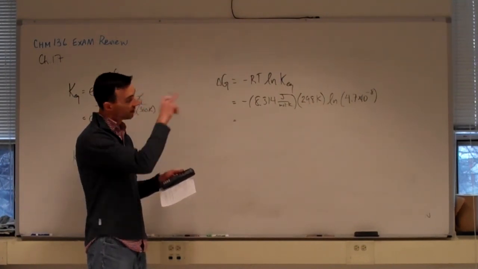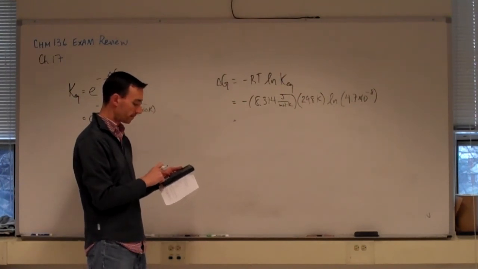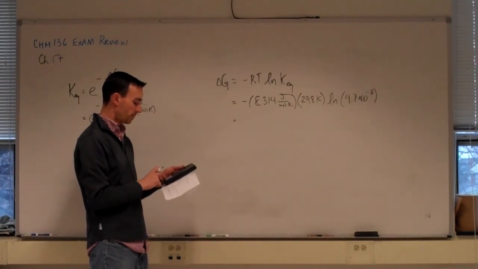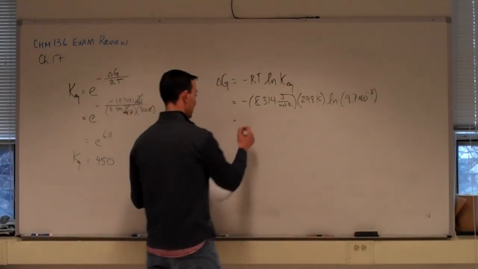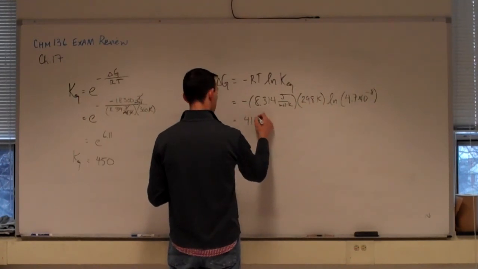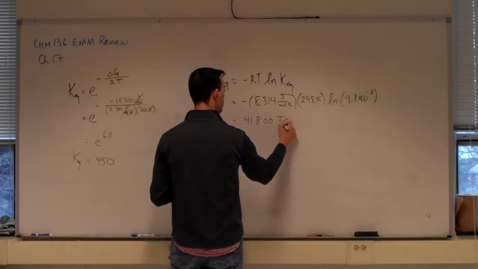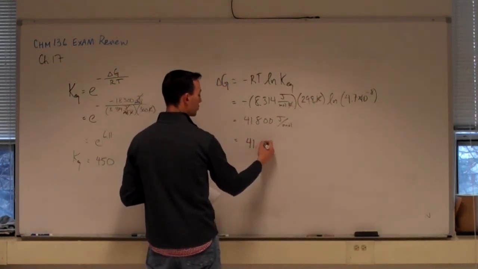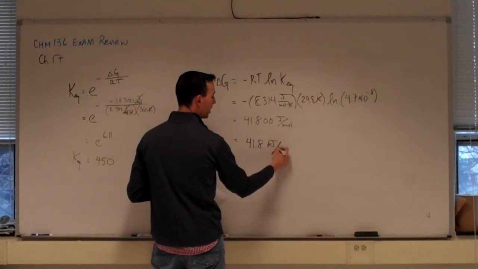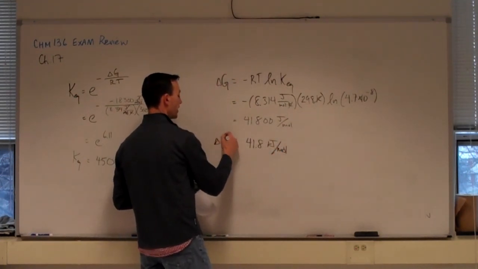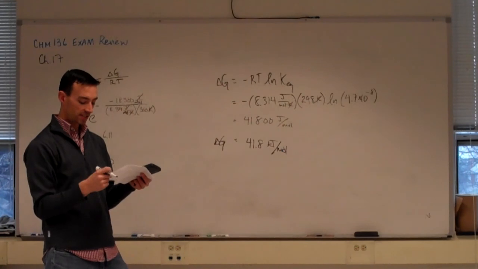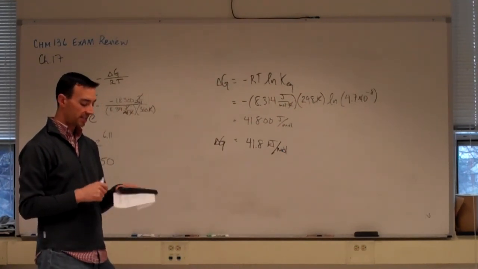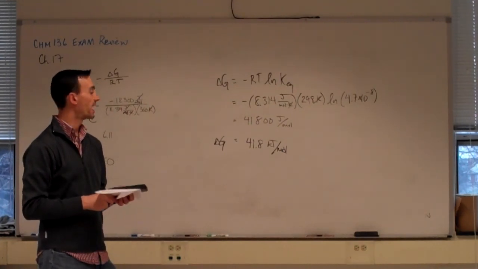All right, ln 4.7 times 10 to the negative 8. Then multiplying that by the 298 and by the 8.314, I get 41,800 joules per mole. So if I put this into kilojoules, which would be appropriate given the scale there, that's large enough, the free energy change of this reaction is a positive 41.8 kilojoules per mole. Again, that means that this is not a spontaneous reaction.